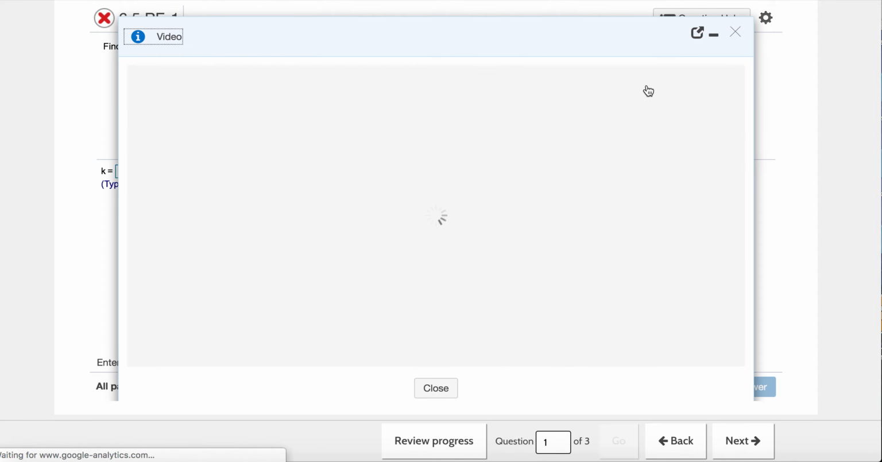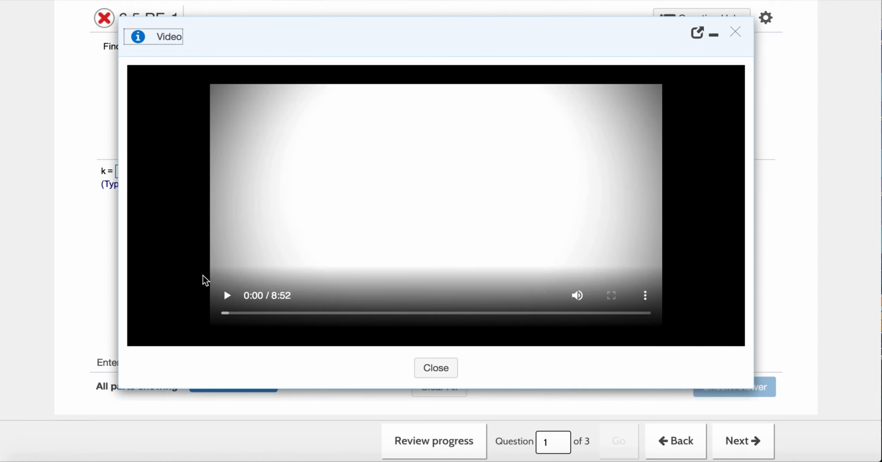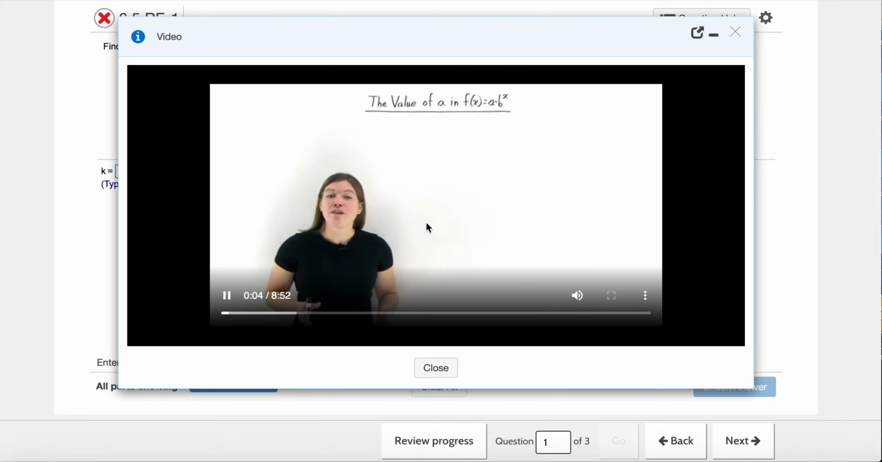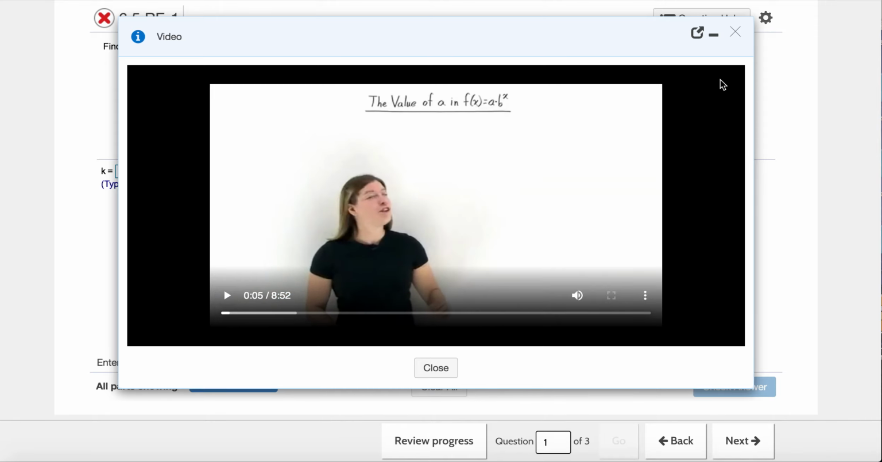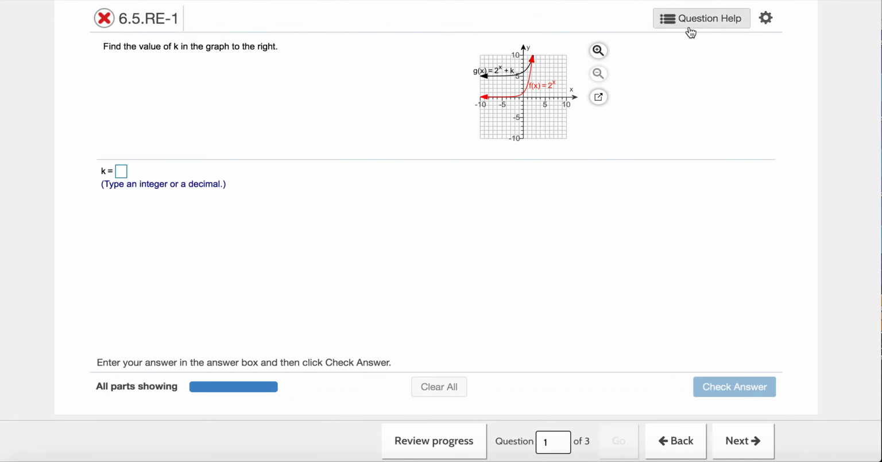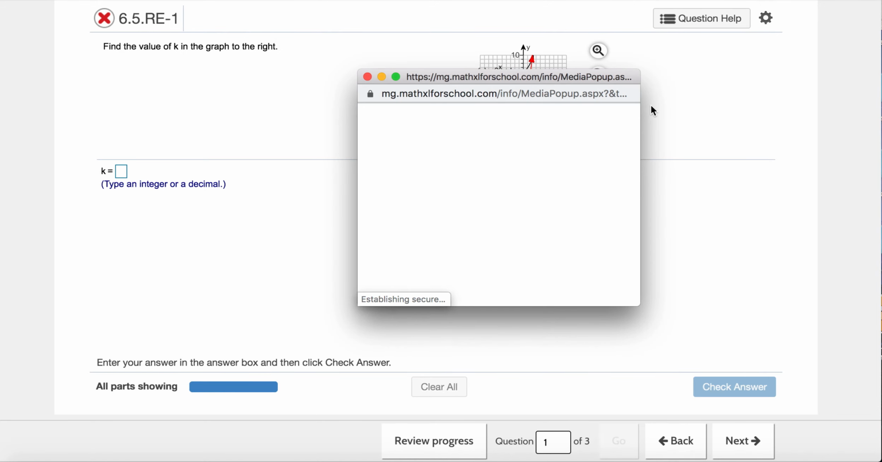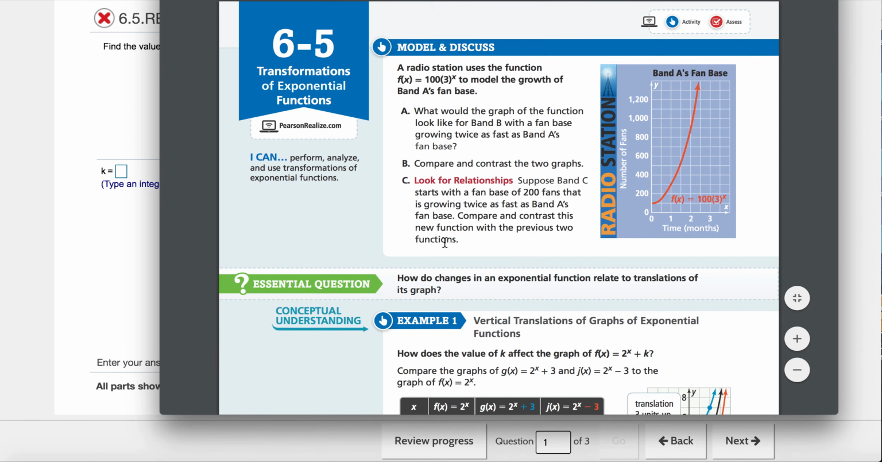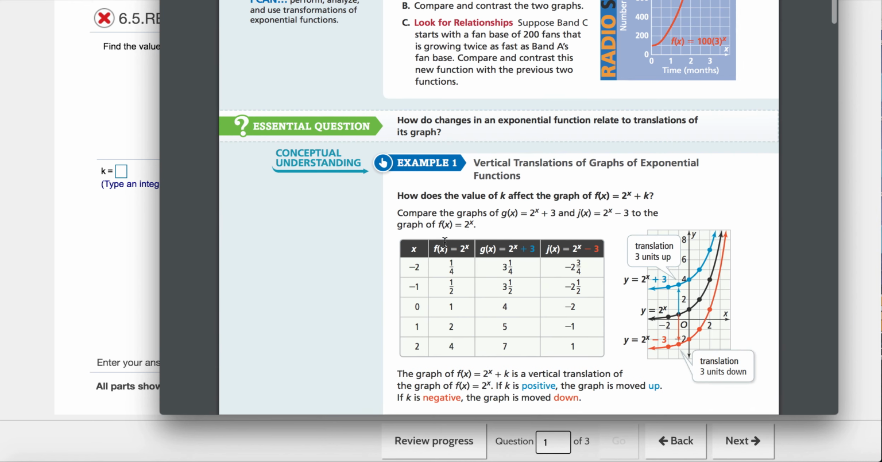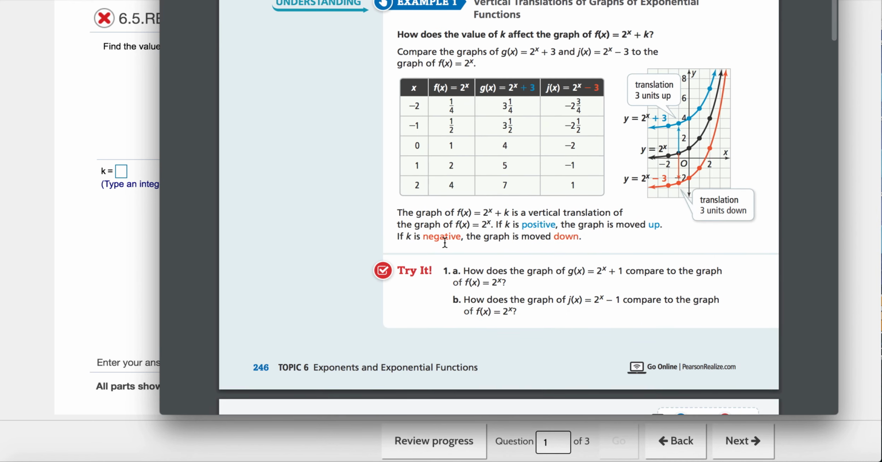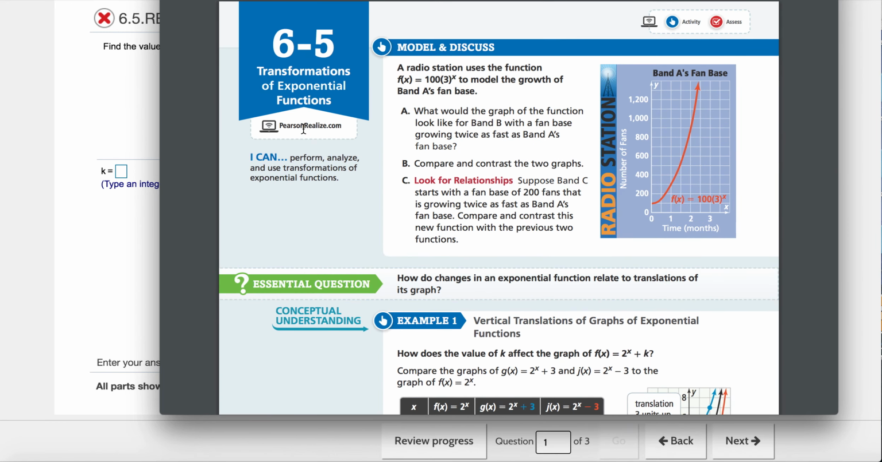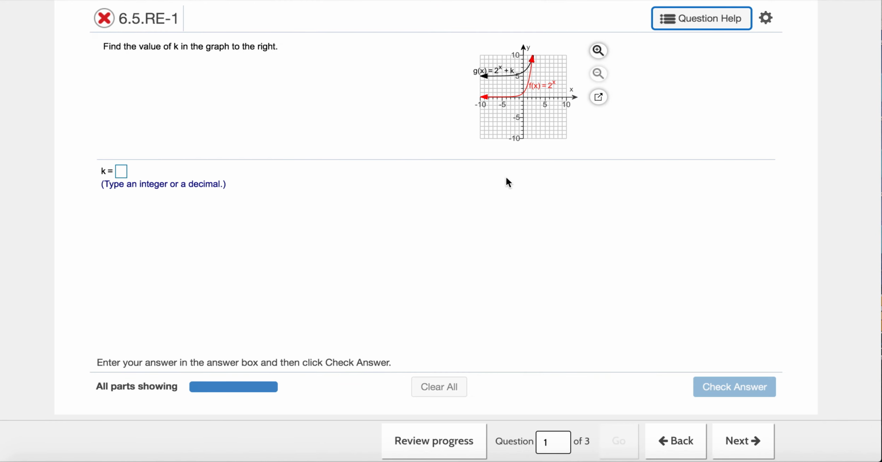Video. When you have the video, it's a virtual nerd that explains everything. You have seen this before. I'm not going to spend time on this, okay? So you already know. What else? And you have a textbook. In the textbook, it gives you the problems, how to model and discuss, and you have the solutions. Again, you have an opportunity to review. Okay, let me go next.